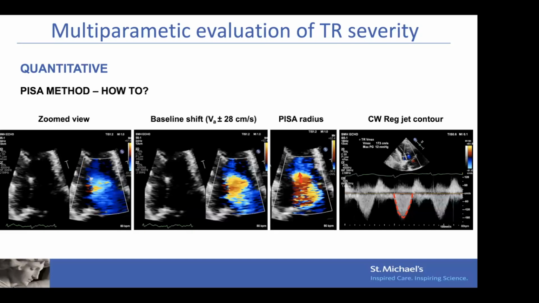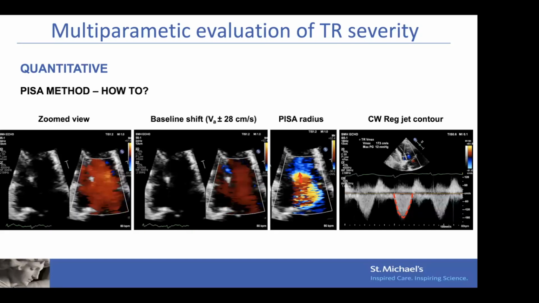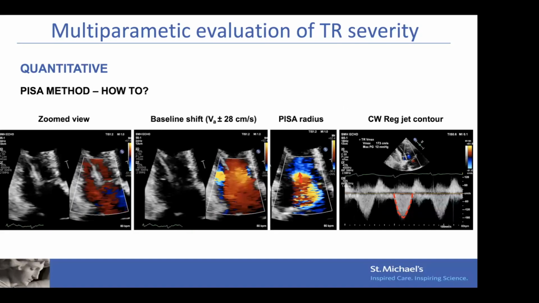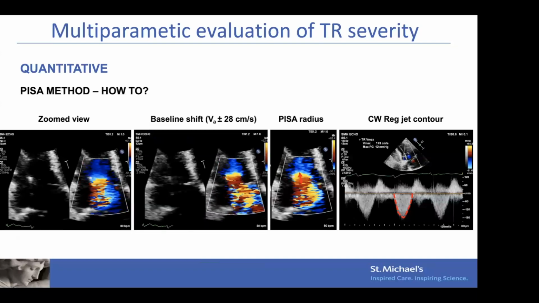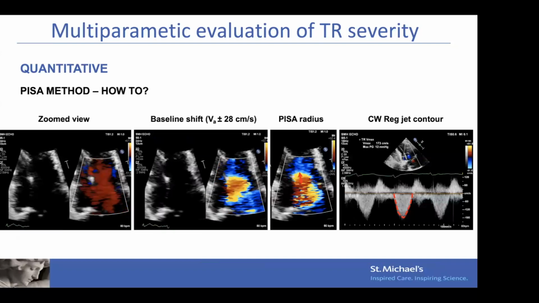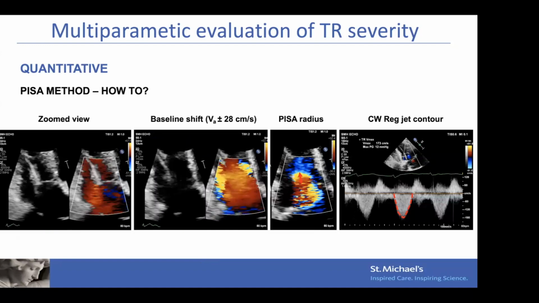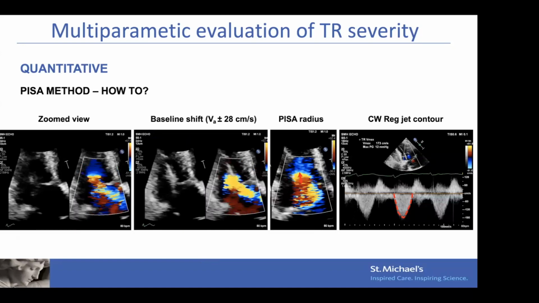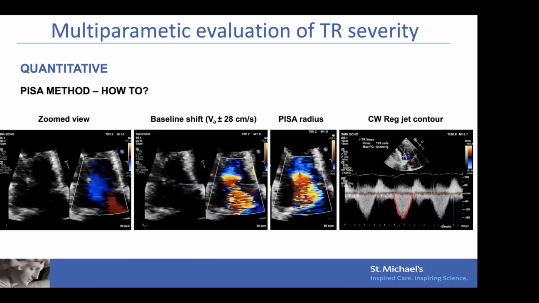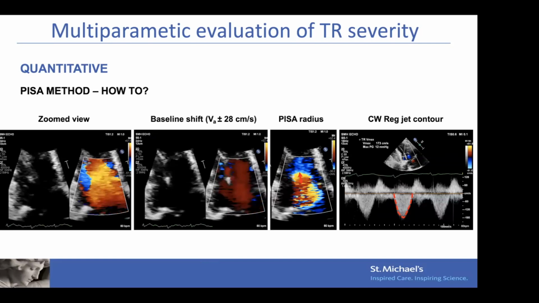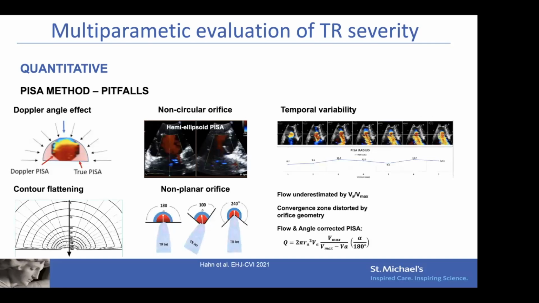So we all know how to perform a PISA measurement, so I'm not going to spend too much time on that. Just important to say that it's advised to use a zoomed view, and I also like to have a color compare or a toggle color off to have an anatomic reference when I try to make my PISA measurements. But more importantly for us as echocardiographists and sonographers is also to know that the PISA method has significant pitfalls in the context of TR.